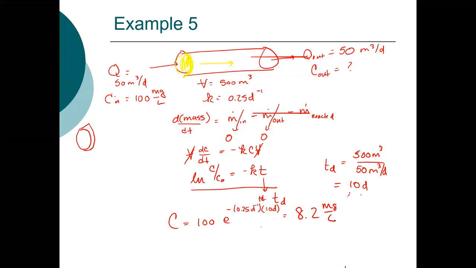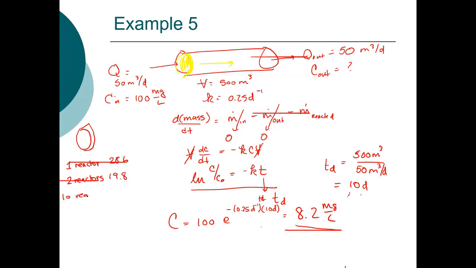Okay. So let's think back. Okay. So one reactor, we had 28.6. Two reactors, we had 19.6. 10.8, if I remember right. 10 reactors, we get 10 point something. Here, with our plug flow, same volume. So the total volume is constant in all of these. We have 8.2.